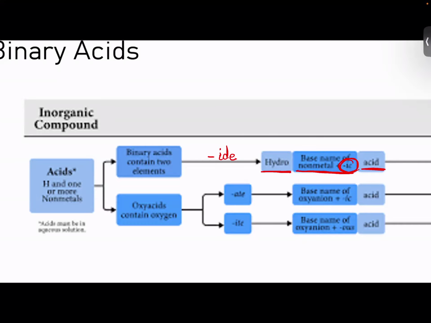Now, one thing I want to point out. How many hydrogens does it have? Well, that depends upon the charge. The charge tells you how many hydrogens the oxyacid has. So the charge on the polyatomic tells you how many hydrogens the oxyacid has.